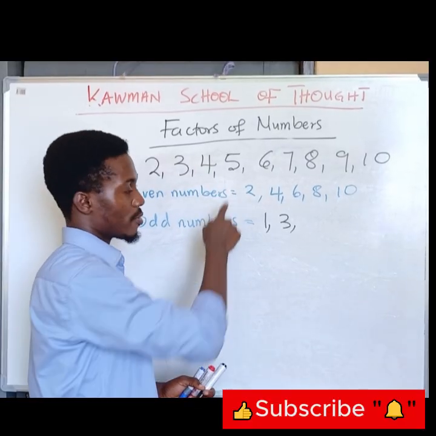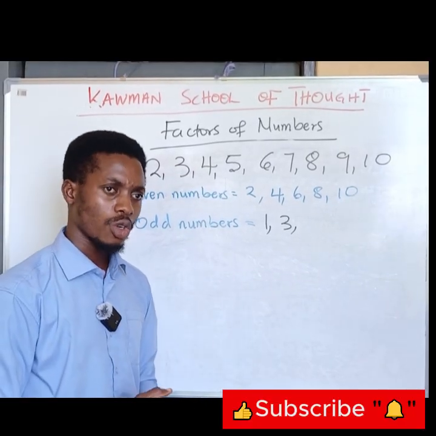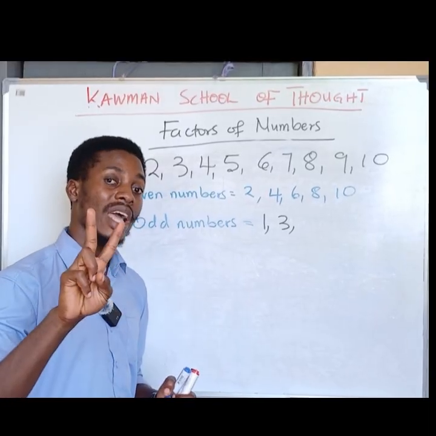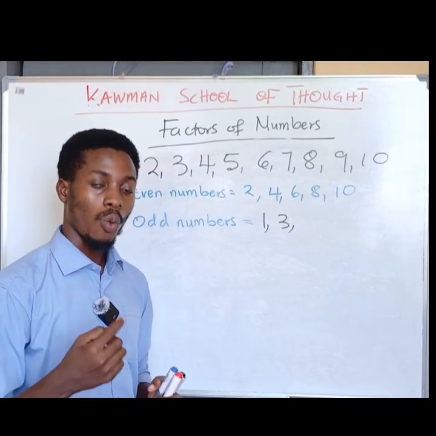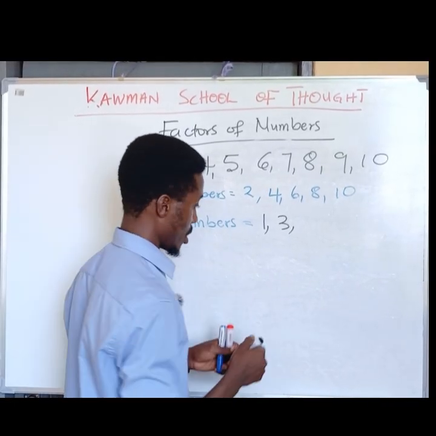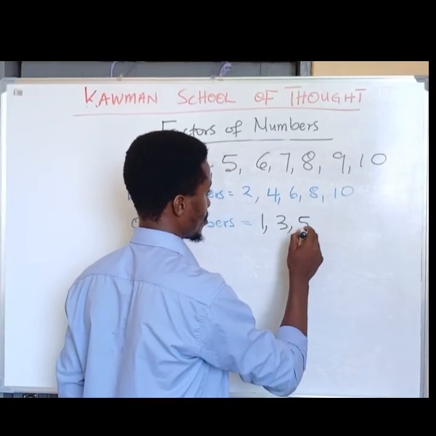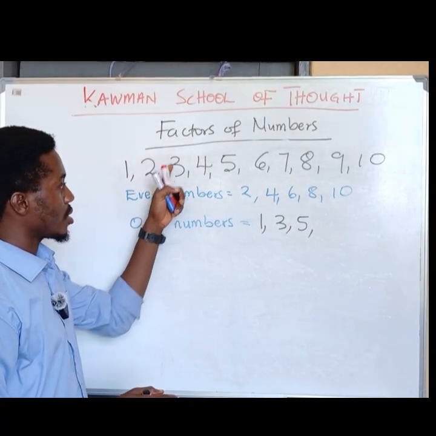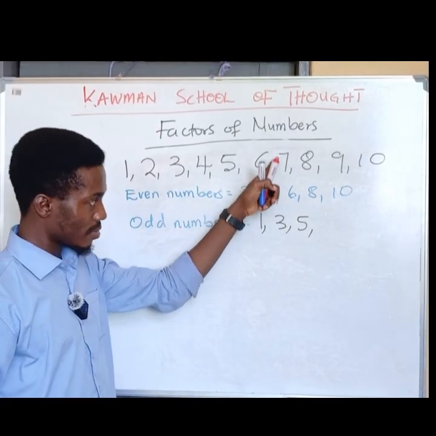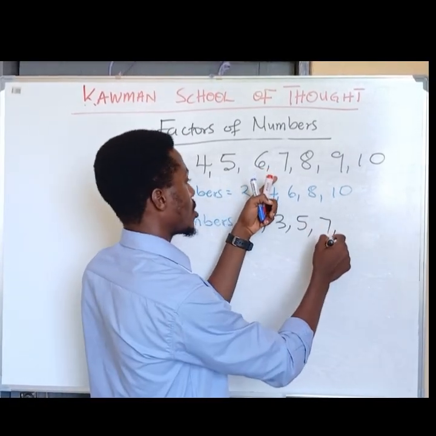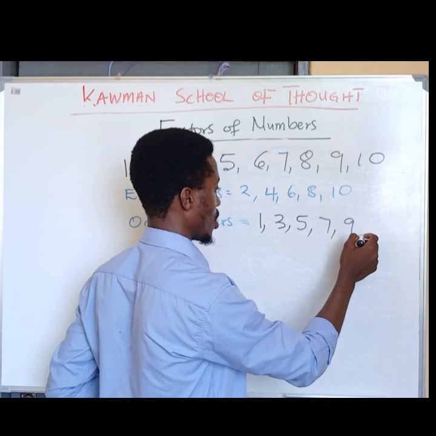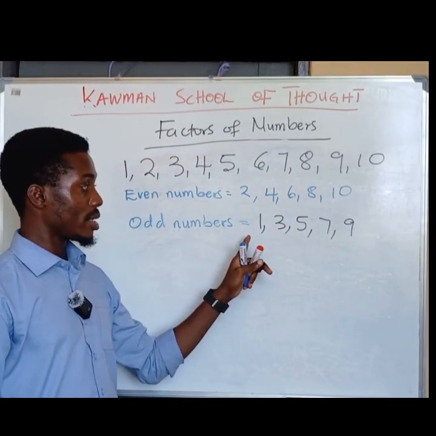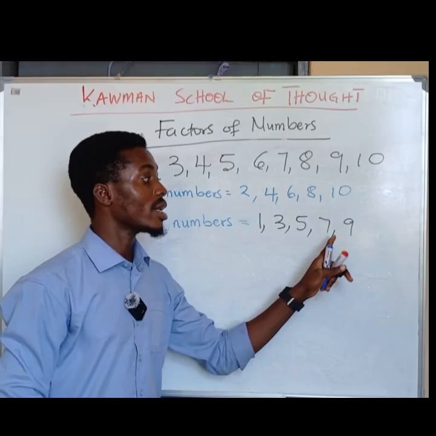The next number, 5. 5 is odd. Why? Because 2 divides 5 2 times, remainder 1. Alright, so 5 is an odd number. Write 5 here. Okay, so you can see the pattern. 1, 3, 5, 7, good, 9, and so on and so forth. So from this set of numbers, the odd numbers are 1, 3, 5, 7, and 9.